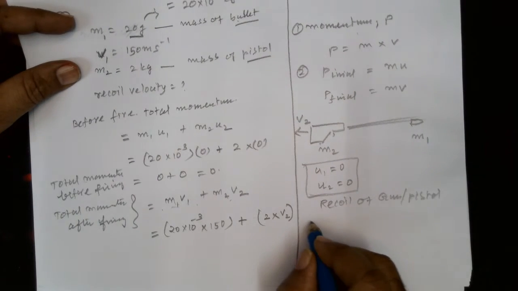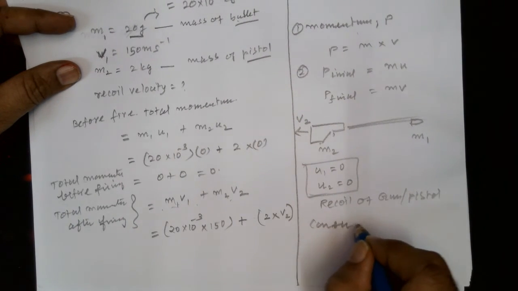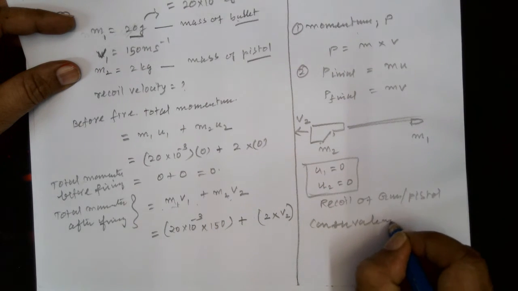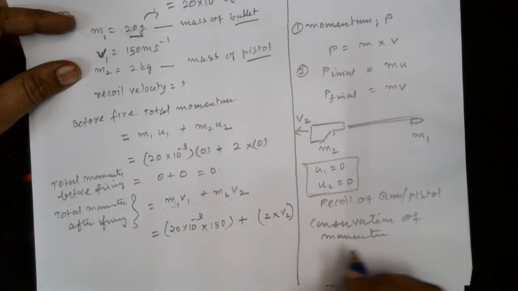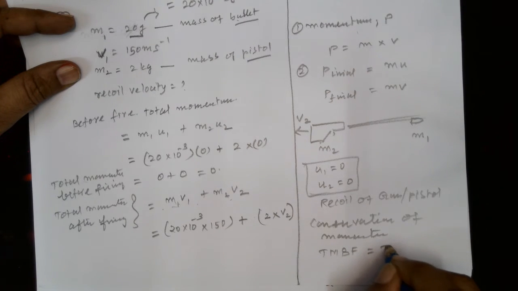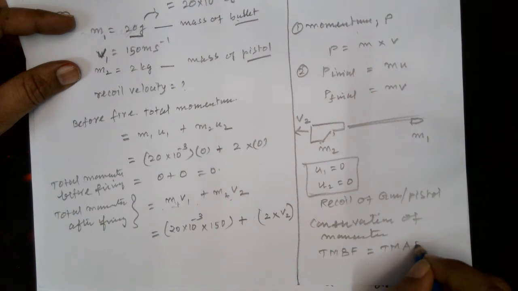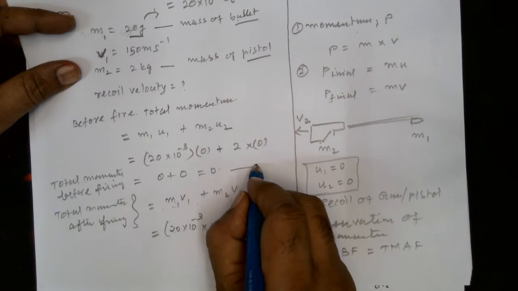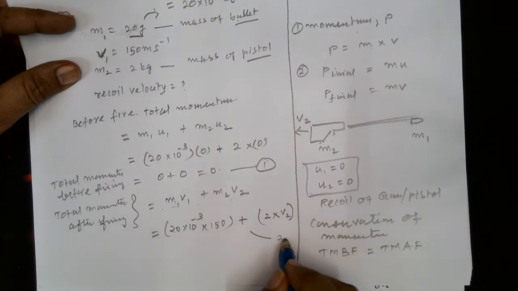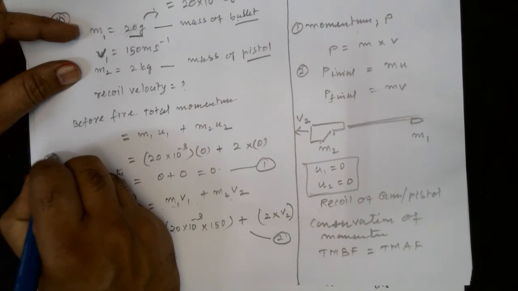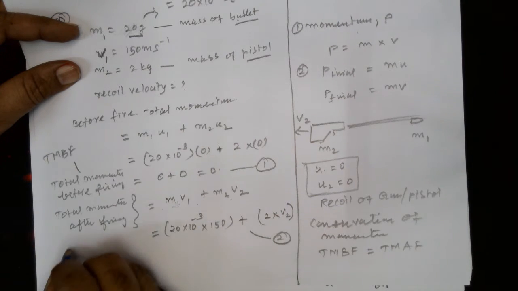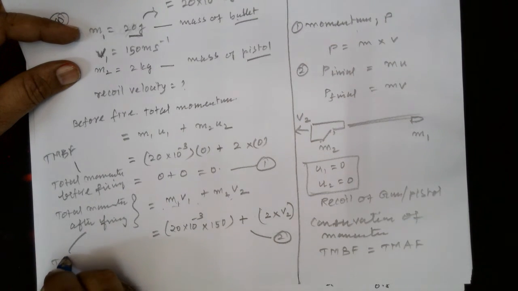Now we know already, according to conservation of momentum, take down conservation of momentum: total momentum before firing is equal to total momentum after firing. Got it? So this is total momentum before firing, TMBF, and this is total momentum after firing, AF.